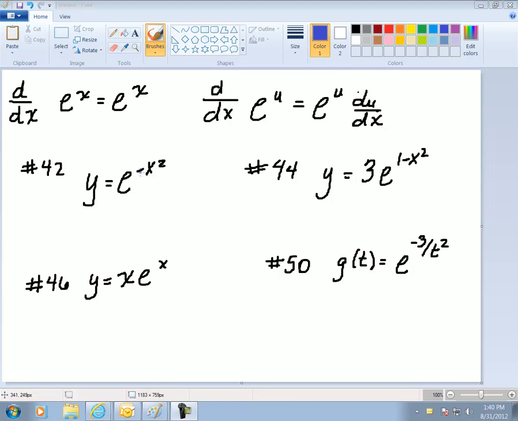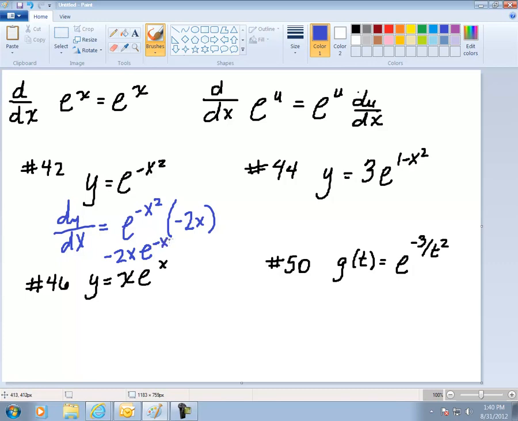Alright, here I have e to the minus x squared. If I take u to be minus x squared, then I know the derivative dy dx of this is going to be e to the minus x squared. Okay, notice e to the u equals e to the u. And now I have to take the derivative of my exponent, which is going to be minus 2x. So I could probably write this out front, minus 2x e to the minus x squared.